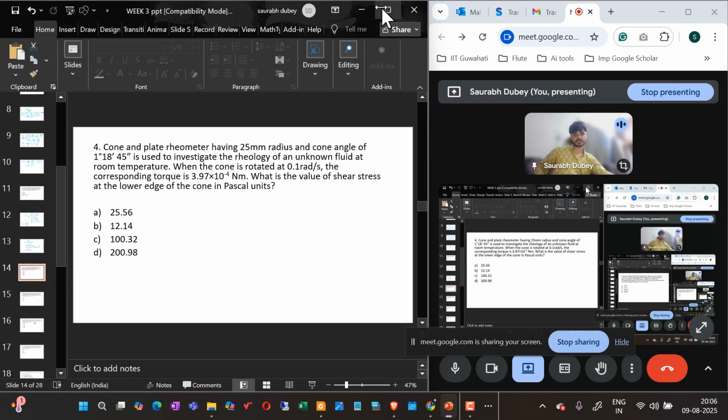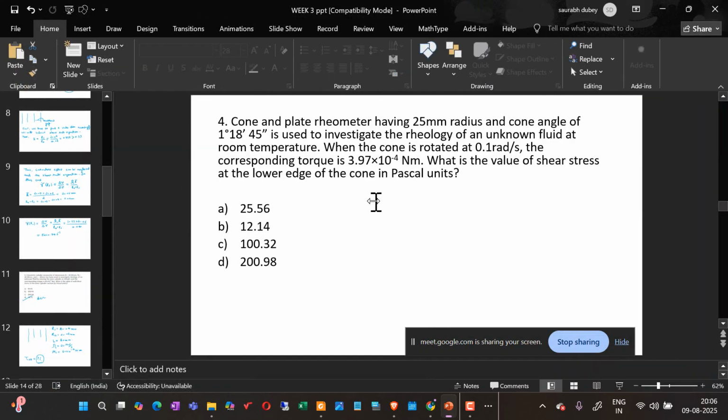So now let us see the next question, which is the cone and plate geometry. The first lecture we have revised and we had some questions around it. This second question is on the cone and plate, which is the central lecture of the last week, the second lecture that we are going to revise. Through the questions we will be revising it anyway, right?